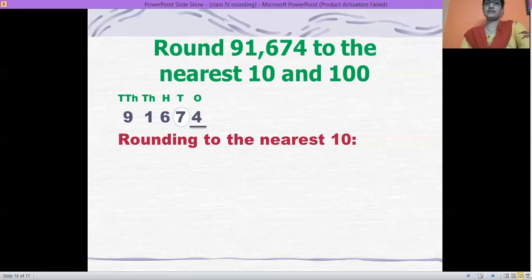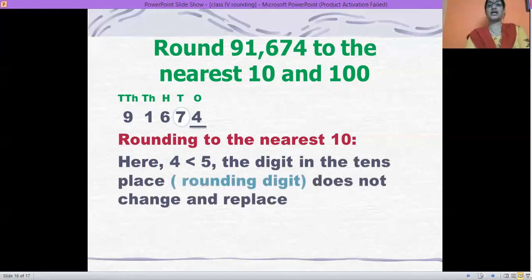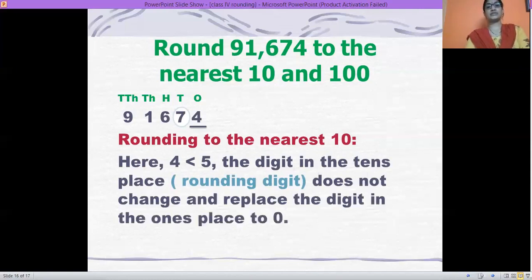Here we can see 4 is in the ones place. So here 4 is less than 5. Since that digit is less than 5, we will not change our rounding digit. We'll write the rounding digit the same and we'll replace the ones place with 0. Here 4 is less than 5. The digit in the tens place, which is the rounding digit, does not change and we replace the digit in the ones place with 0.